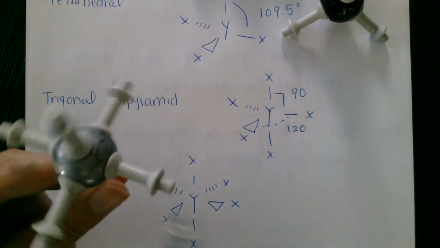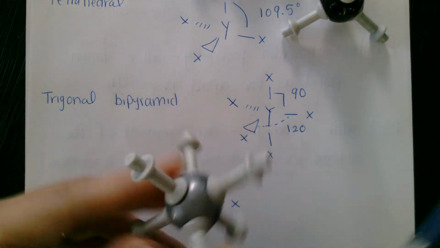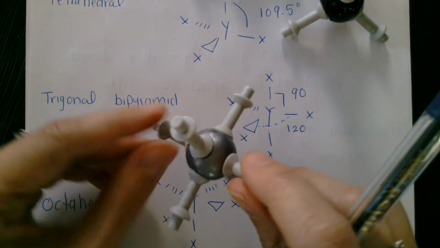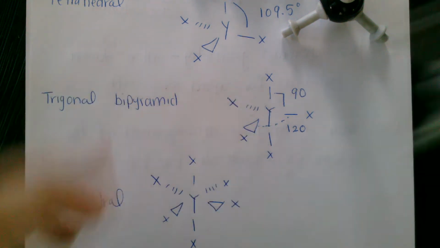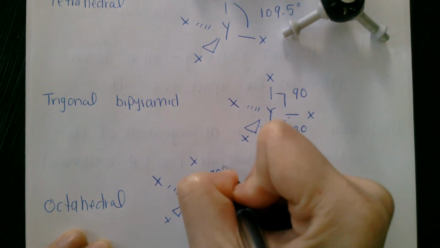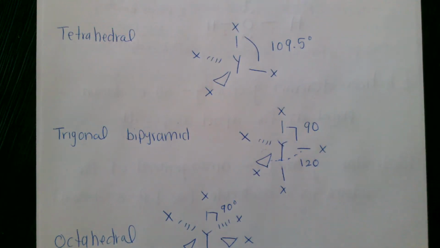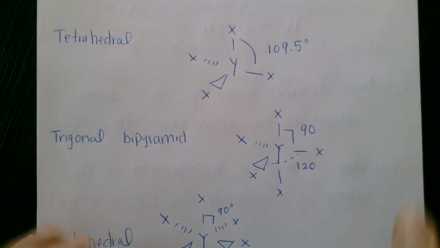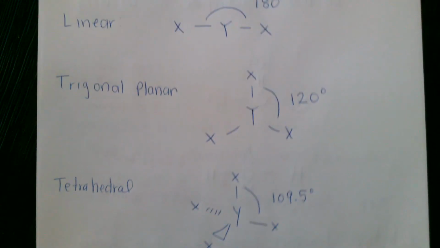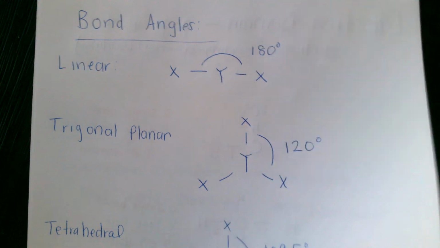So these are all, again, if I flip this around, these are all 90. So no matter how I flip this or turn this, we have 90-degree bond angles here in this shape. So these are all 90 degrees. Okay, so these are all of the different shapes we can make with our different electron domains.